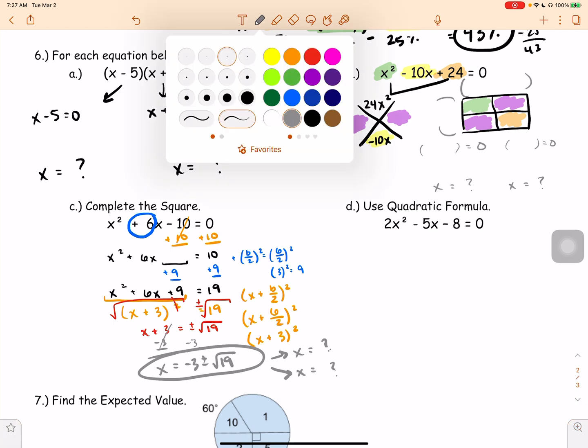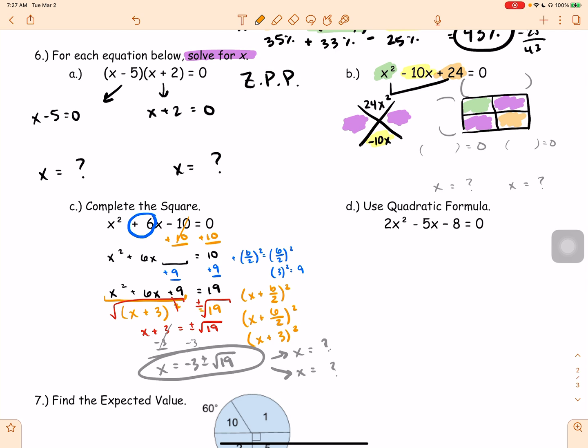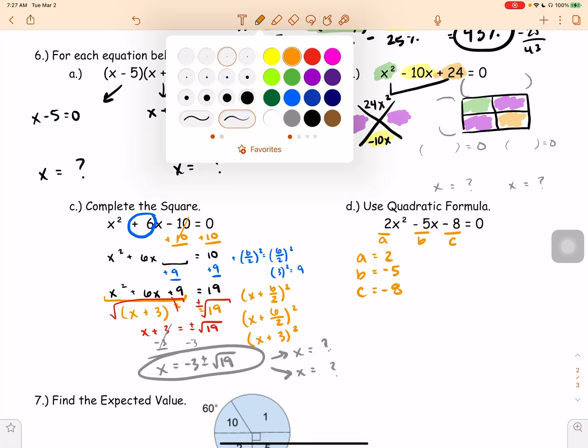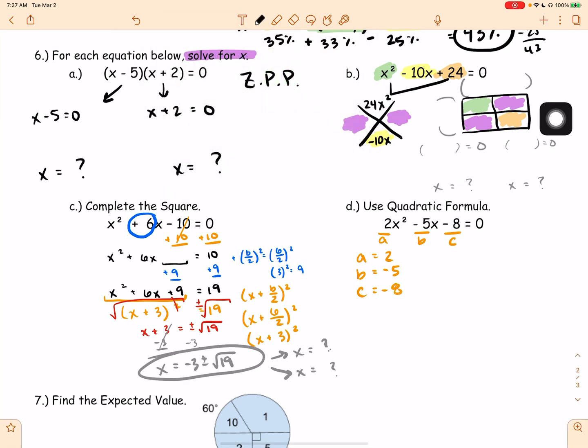Alright, quadratic formula. First thing is you have to find your a, b, and c. So here I know a equals 2, b equals negative 5, c equals negative 8. You want to look back in your notes how we would do this. A lot of you did not struggle with setting it up. You struggled with simplifying it. So you definitely need to make sure that you are very careful with how you set this up.